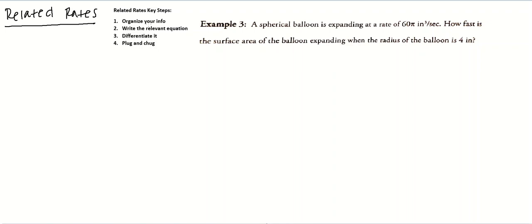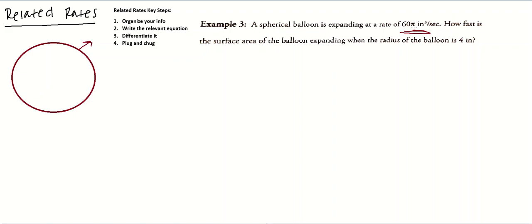So the very first thing I would always recommend you do with these problems is draw a picture. It'll be a bit hard to draw a three-dimensional balloon, so I'm just going to draw a circle and pretend that's a three-dimensional sphere. And so we have this balloon and it is expanding, so it is getting bigger. I like to draw a little arrow like that to remind myself that this is getting bigger. And it is expanding at a rate of 60 pi inches cubed per second. Okay, so that's the first bit of information that they've given us, the 60 pi.